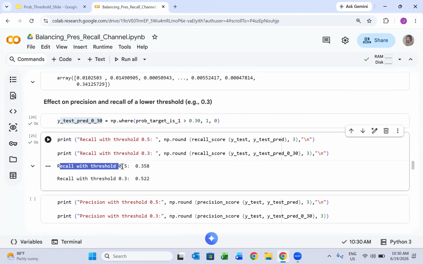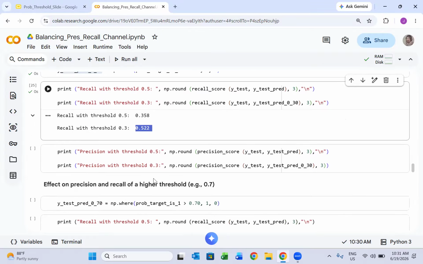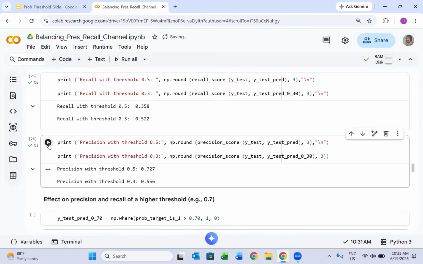Recall originally, with 0.5, was 0.358. With threshold 0.3, it went up to 52%, so it improved. How about precision? Well, precision with threshold 0.5 was 0.727.